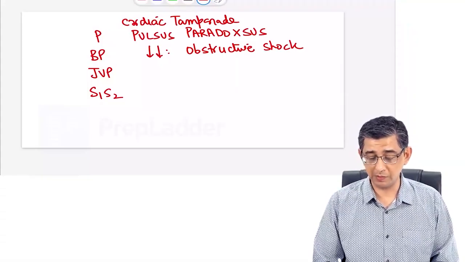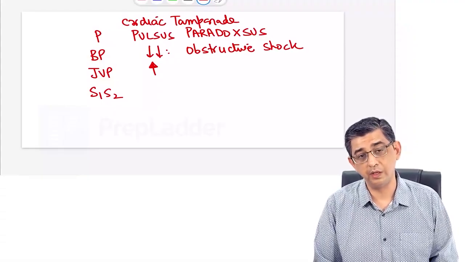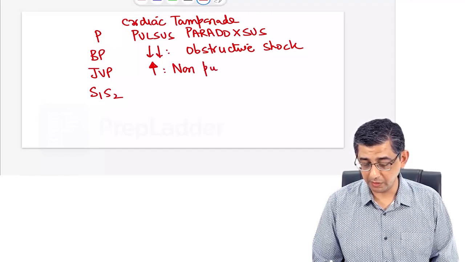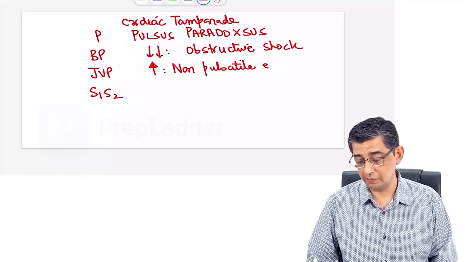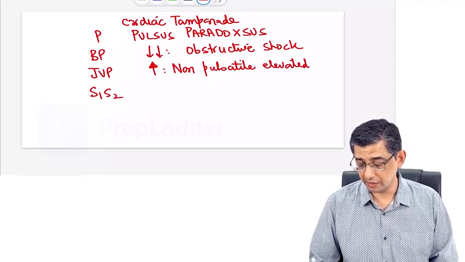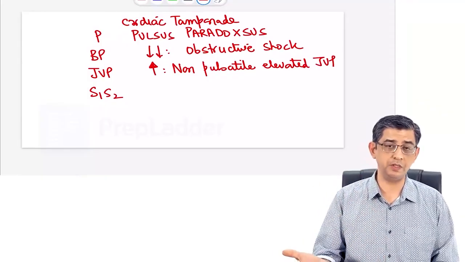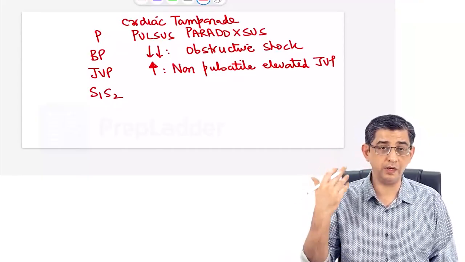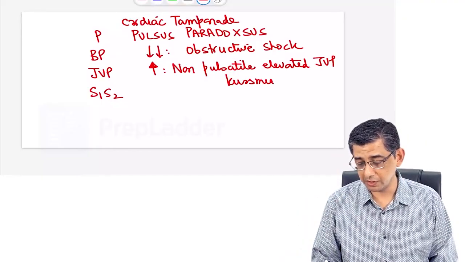The JVP of this person will definitely be elevated because there is pressure on the heart from outside. In fact, I want to teach you that cardiac tamponade is one of the important conditions where you will always read about non-pulsatile elevated JVP. Look at the words that I'm writing here. Non-pulsatile elevated JVP. JVP is normally always pulsatile. The column will fall with deep inspiration, and with Kussmaul sign it will rise. But in this case, I'm teaching you there will be no Kussmaul sign appreciated.